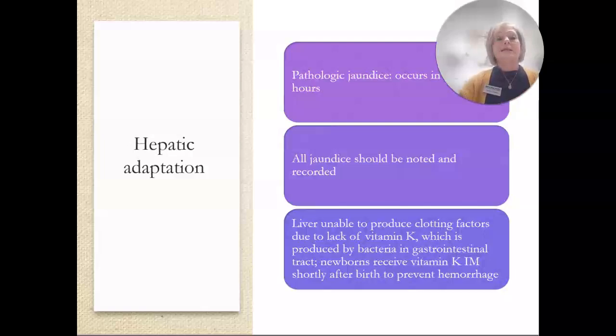The other thing that happens is the liver at birth really doesn't know how to produce clotting factors, because vitamin K is usually produced in the GI tract, and it's produced by the E. coli in the GI tract. Well, the babies have never been exposed to any bacteria yet, so they can't manufacture vitamin K. So if they can't manufacture vitamin K, they're not going to have any clotting factors. So immediately when a baby's born, we're going to give them vitamin K, and it's usually an IM injection that we're going to give in their leg, and that's going to help prevent any hemorrhaging in those babies.